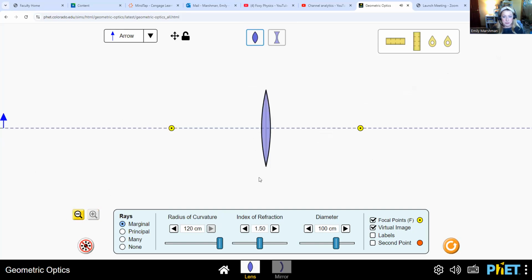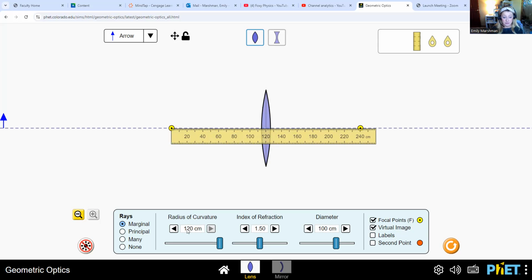So notice that here's my thin lens and this is a converging lens. The radius of curvature is 120. There's something a little bit wrong with this simulation because it's saying that the radius of curvature is 120, which means that the focal length would be half of that, 60 centimeters. But it's putting the focal length at 120. So I just want you to be aware that there's a little error here. The focal length is 120 centimeters here.